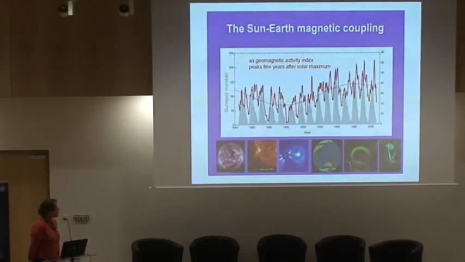So with gray I will show the sunspot number, which will show you the different solar cycles from 1844 onwards, and in red the geomagnetic activity. And typically geomagnetic activity follows solar activity, but with a 2 to 3 year lag.